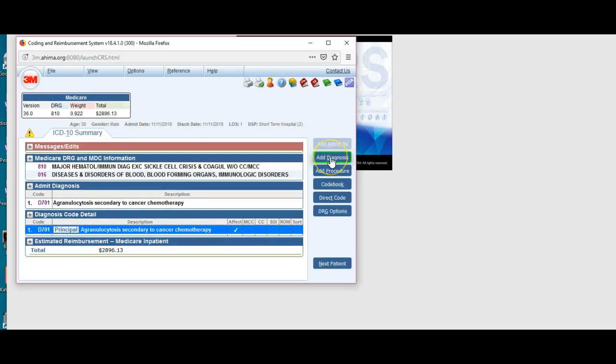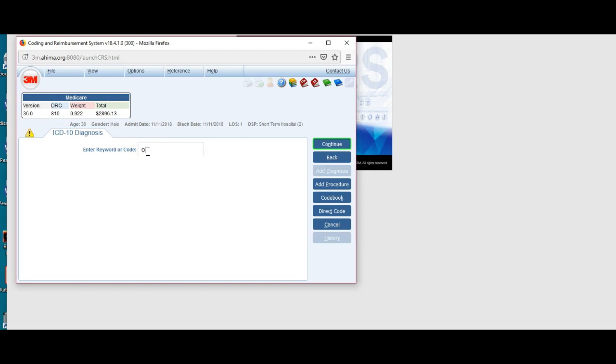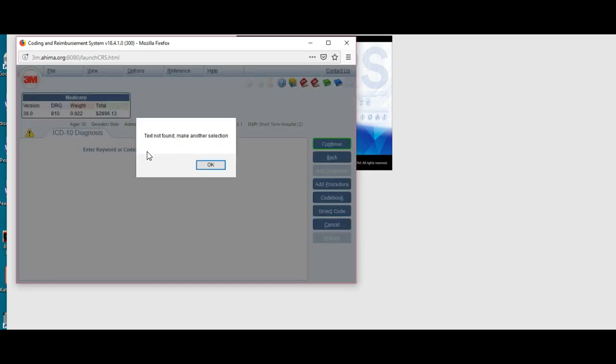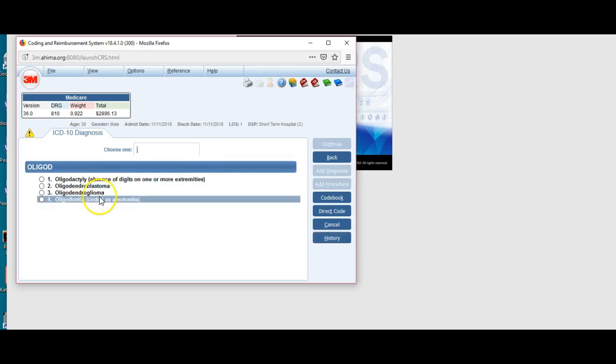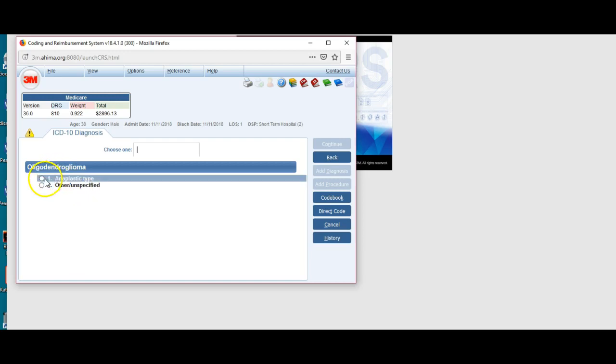Okay, now let's do all our secondary. So remember, our patient had quite a bit. The biggest one, obviously, is going to be that brain cancer. So we're going to do that oligodendroglioma. And it was anaplastic, it said. So we're going to hit 1. It was primary.